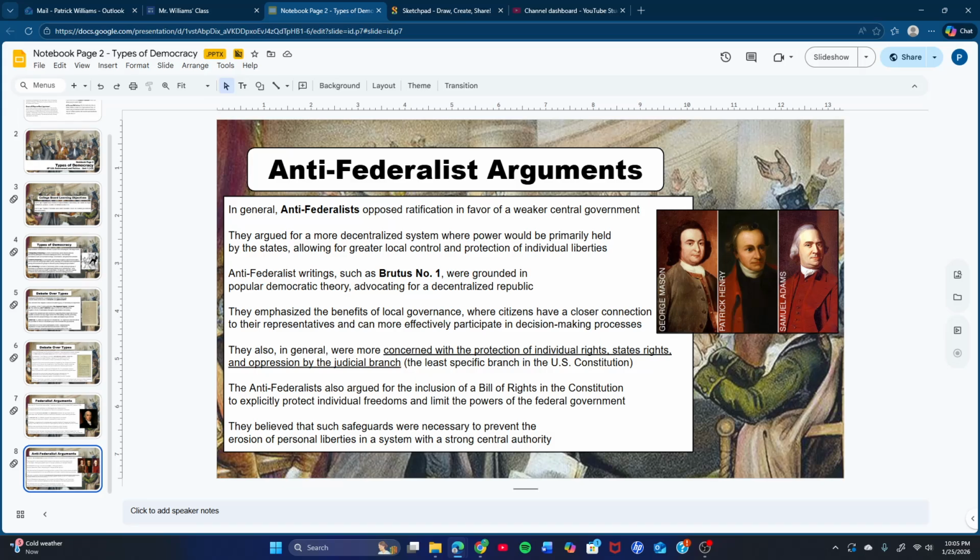They wanted power held by the states mainly because they said, who knows the constituents of each state like the states, right? If you live in North Carolina, it's kind of hard for somebody in New York to make decisions about your life. Y'all live two very different lives, right? And this is what Brutus 1 really embodies. It is grounded in popular democratic theory, direct democracy, the idea that democracy works best when citizens are close to their representatives and can actively participate in governance, right? He said, if you don't have a voice, then how do we truly have a democracy?